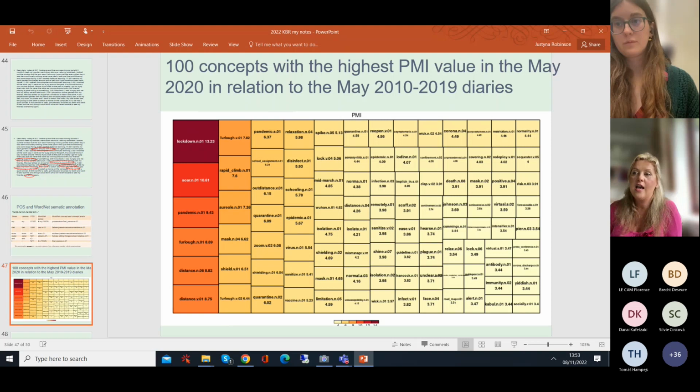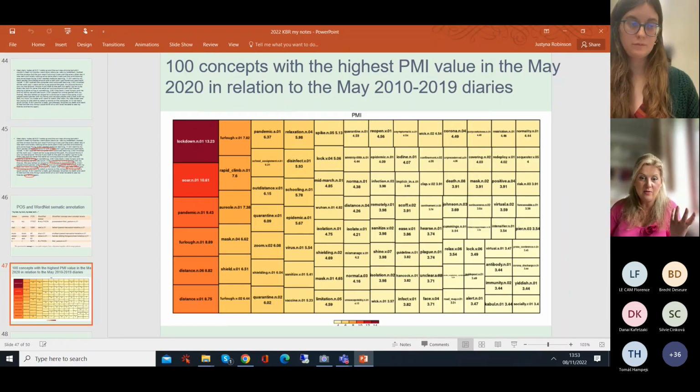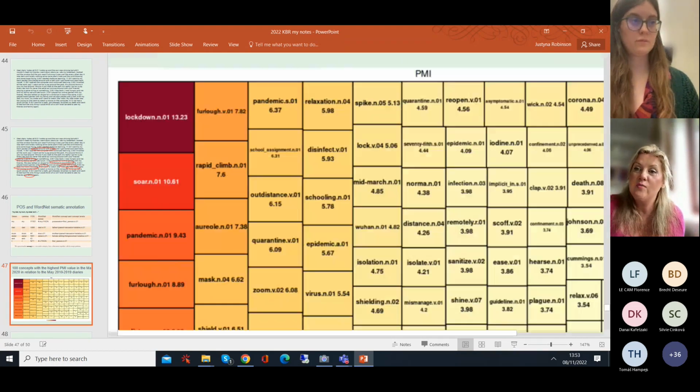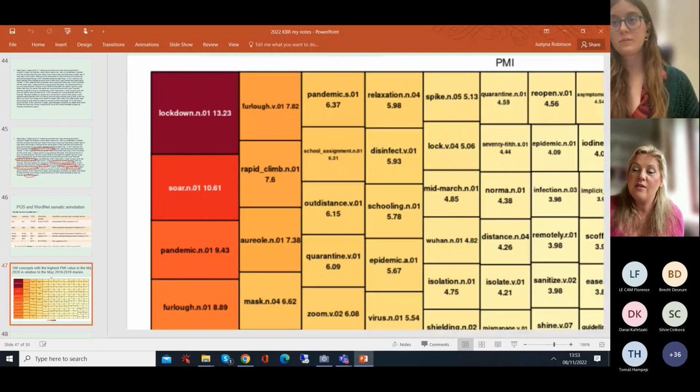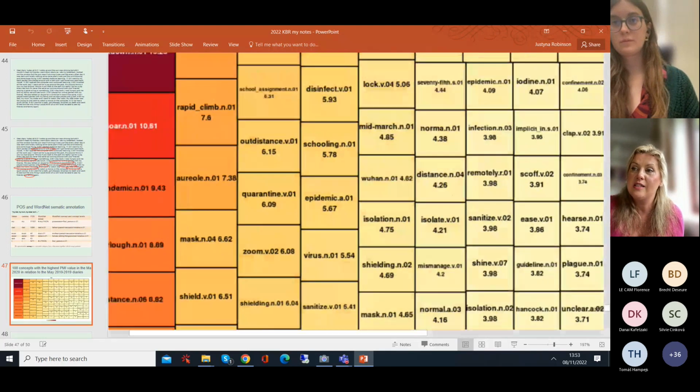And this visualization shows the top 100 concepts that were characteristic of the 12th of May 2020 in relation to the 12th of May of the 9 years before. So what is it that people were thinking about at that time as opposed to the previous 9 years? And then I'm going to zoom in: lockdown, pandemic, SOR, furlough, etc.